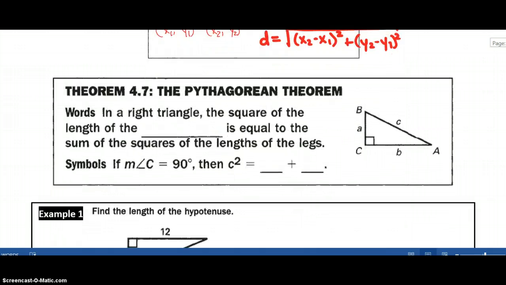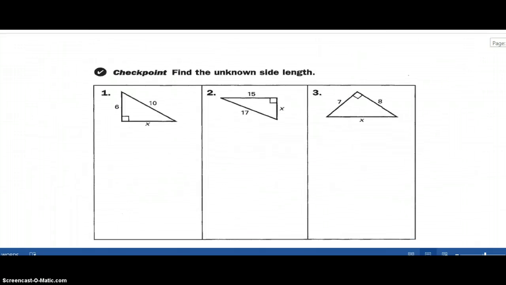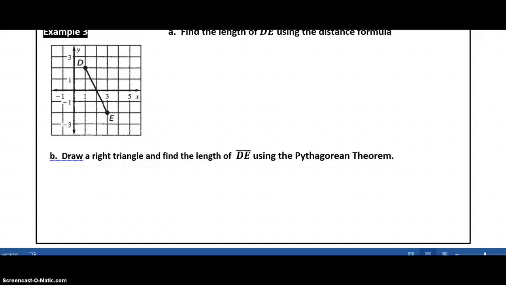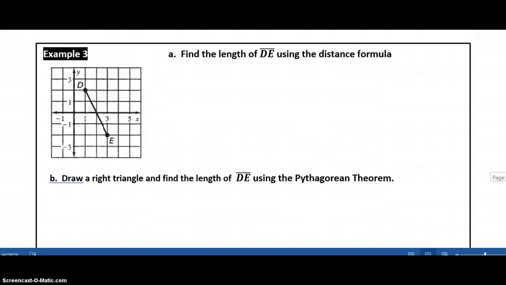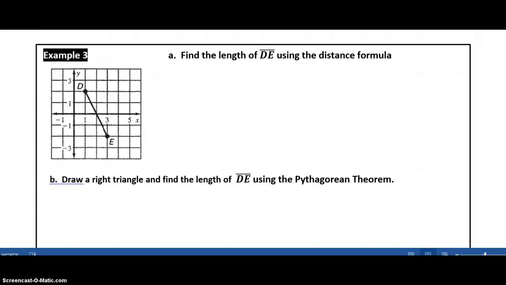So if we look at example number 3, it says find the length of segment DE using the distance formula. So for this one, instead of putting just D equals for the distance formula, we're going to put DE equals, because we're finding the length of DE, or the distance between those 2 points. So we're going to write out the formula first, and I would do this on every problem. It's really going to save you some points.